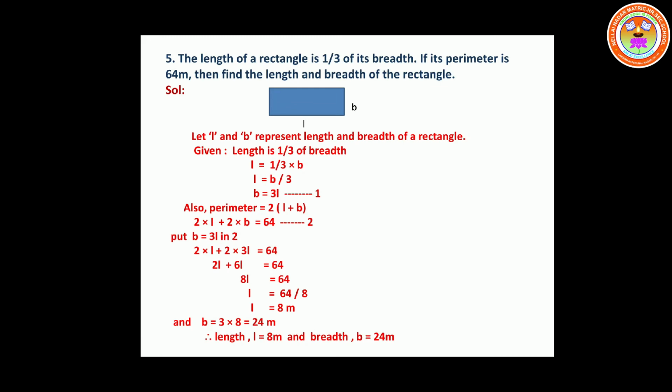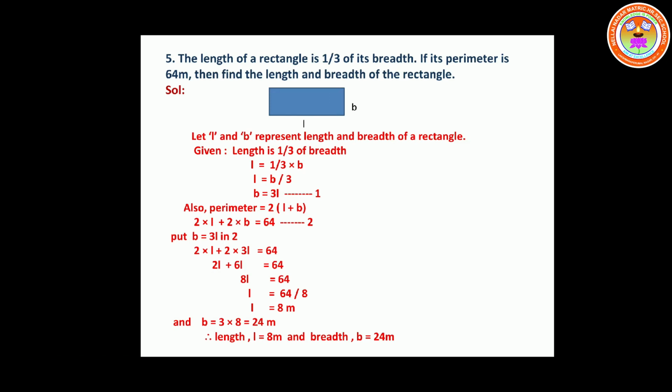The length of a rectangle is 1/3 of its breadth. If its perimeter is 64 meters, then find the length and breadth of the rectangle. So they are talking about a rectangle, and the length of the rectangle is 1/3 of its breadth, and the perimeter is given as 64, which means I have to find the length and breadth of the rectangle.